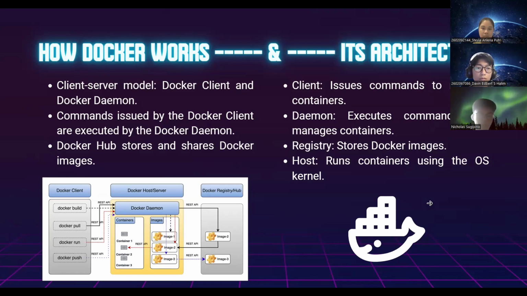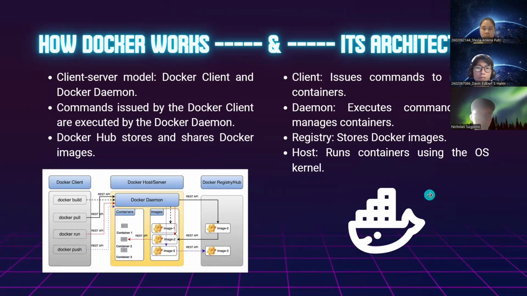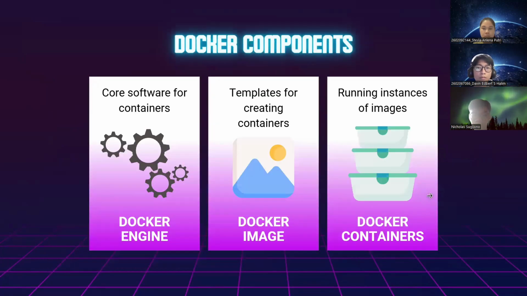Now, let's get into the architecture of Docker. Docker architecture has multiple layers. The first one is the client layer. It issues commands to the Docker engine. Then there's the daemon layer that handles container operations, while the registry layer stores Docker images. And at the bottom, there's a host layer that runs containers using the OS kernel. This design ensures efficient and reliable containerization.